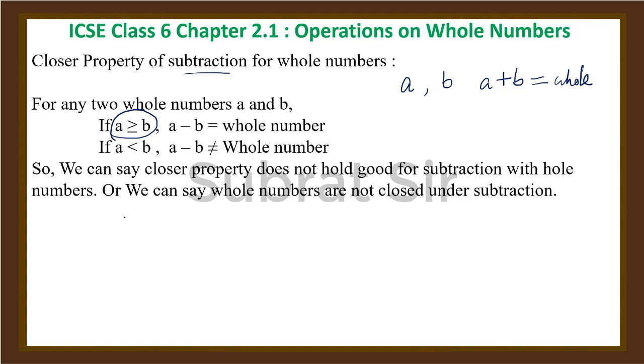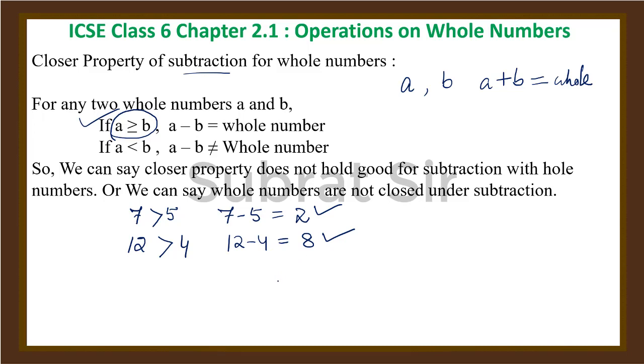Let us take an example. Suppose the value of a is 7 and b is 5. So, 7 is greater than 5. It means its result will be a whole number if we subtract these two numbers. 7 minus 5 equals 2, and 2 is a whole number. Let us take another example. Let a be 12 and b be 4. We know 12 is greater than 4. So, 12 minus 4 will result in a whole number.